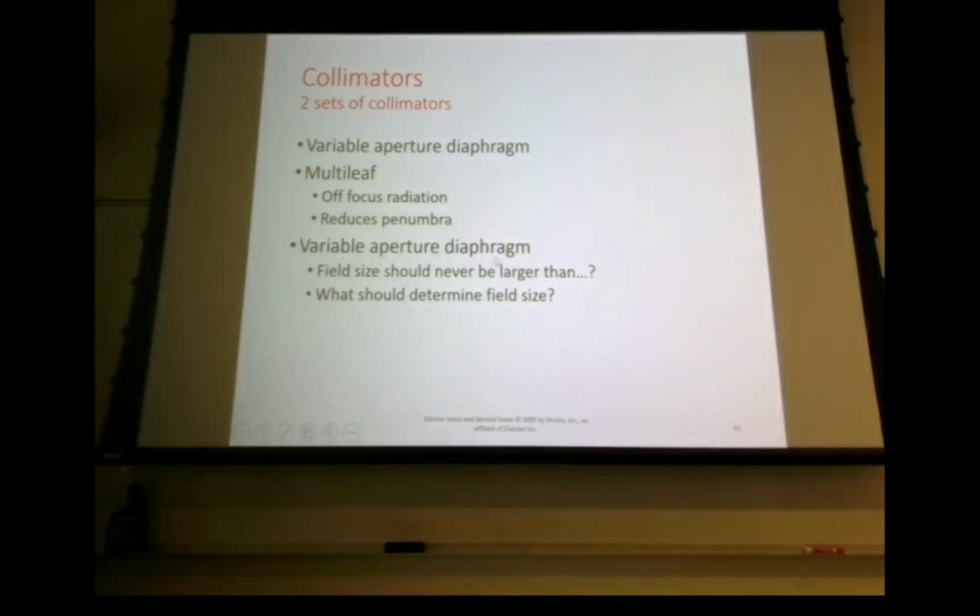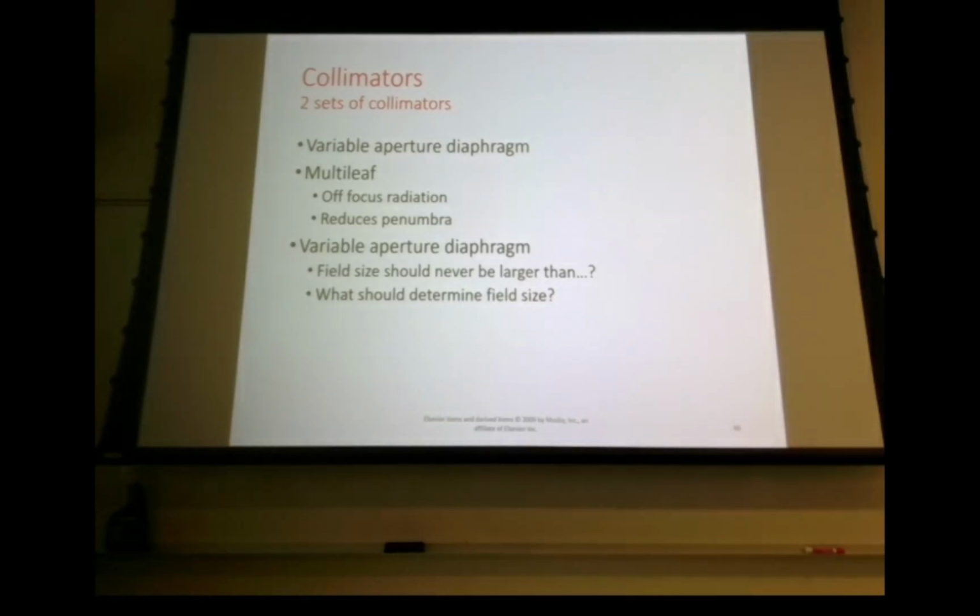So two rules about collimation. One is that the field size should never be larger than what? The IR, exactly. So you have a 17 by 17 IR. You can't take the x-rays and curve them around to pick up information to deposit on the image receptor. So you're just exposing the patient for no reason.